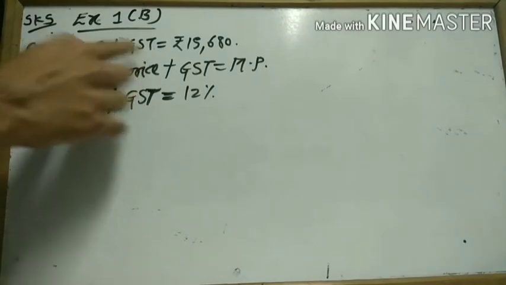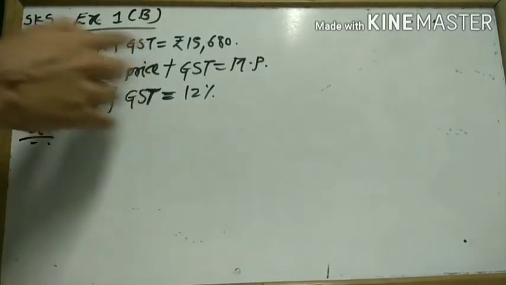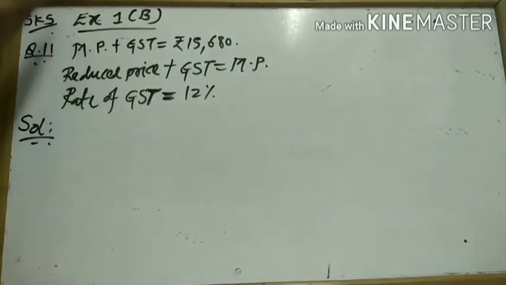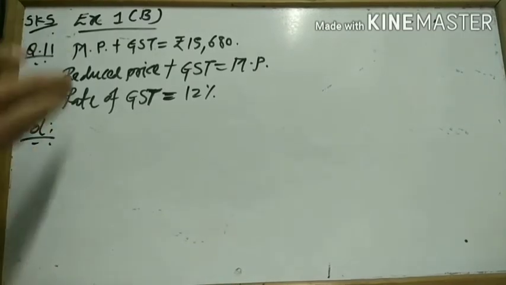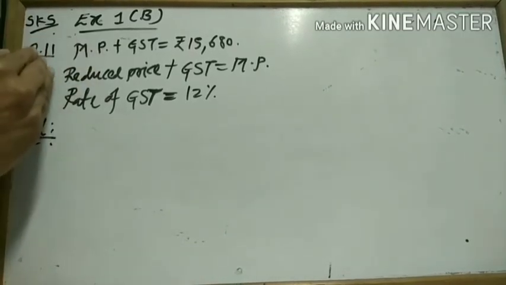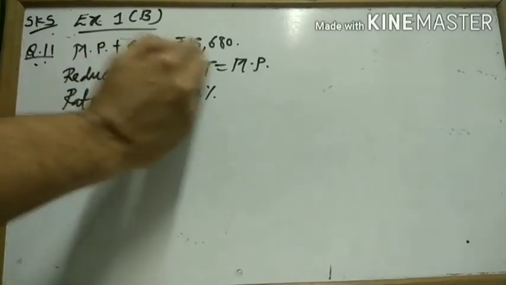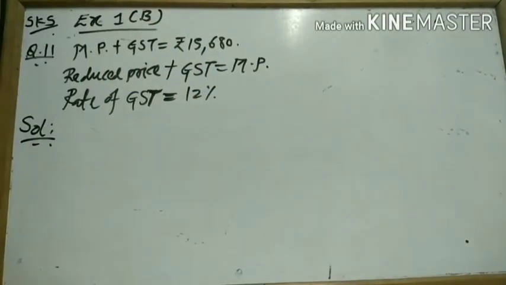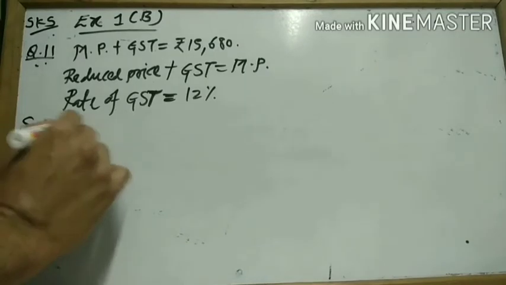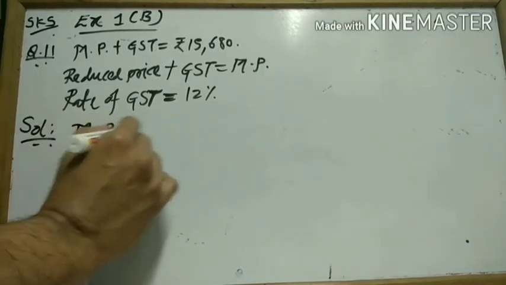So right now we do not know the mark price. We do not know what is the reduction in the price. Reduced price means a new price. Of course, he has to give some discount. He wants a discounted price such that the discounted price or the reduced price plus GST is equal to mark price. So I do not know what the mark price is, so I am considering the mark price as rupees X.